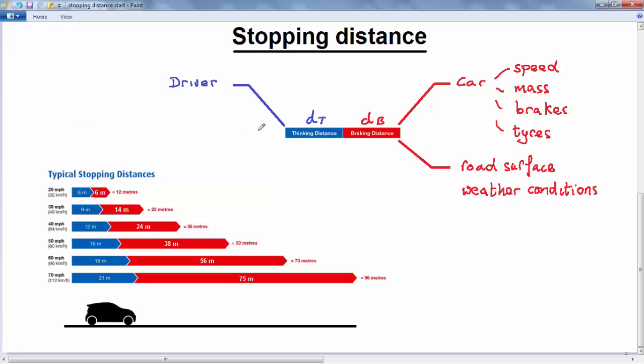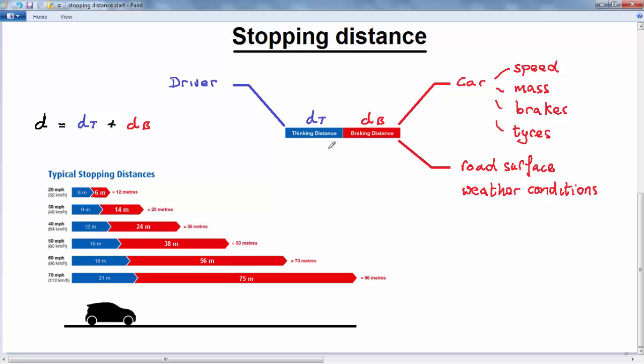Okay, let's just remind ourselves what these distances actually are. The overall stopping distance, which we'll call D, is equal to the thinking distance plus the braking distance. So what is the thinking distance? Well, the thinking distance is the distance that the car travels in between the moment that the driver sees a situation arise, an imminent danger for example, and the moment that he or she starts to apply the brakes. The braking distance is then the distance that the car travels before it stops once those brakes have been applied.